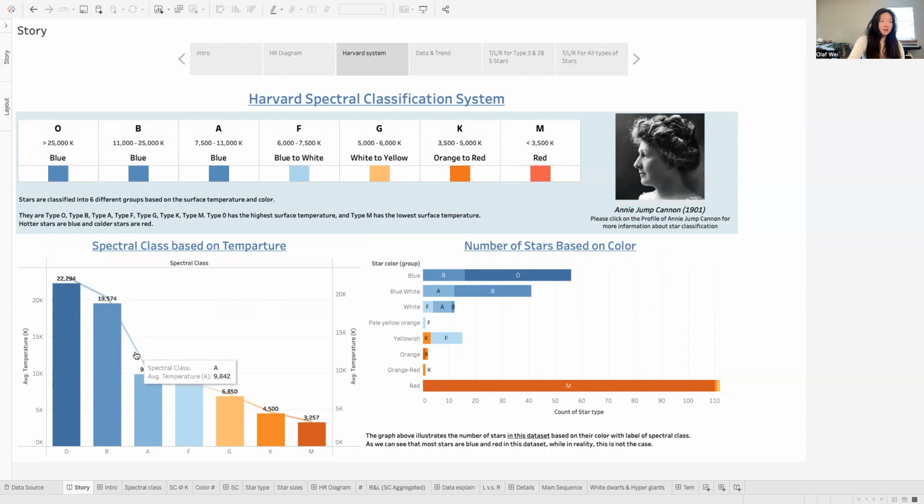On the bottom left here, I made bar charts of the spectral class based on the temperatures. So you can see their temperature is decreasing because this classification system is based on temperature. And then I counted the different types of stars based on the color in this data set. You can see most stars are red or blue, class O and B and A or class M, but this is only in this data set. In reality, most of the stars are main sequence stars.